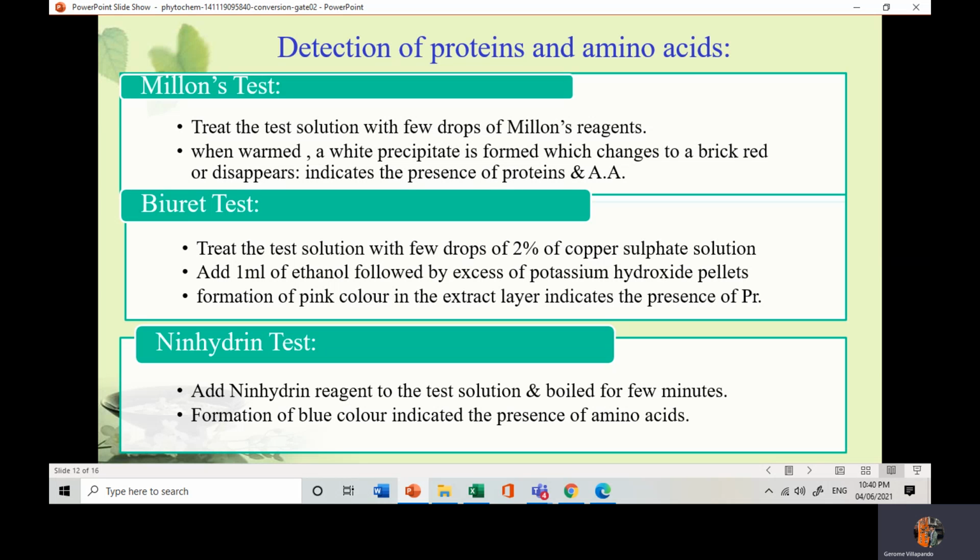So for Millon's, when a white precipitate is formed that changes to brick red or disappears, it indicates amino acids and proteins. While for the Biuret test, it is the presence of proteins only. While for ninhydrin, it is the presence of amino acid.